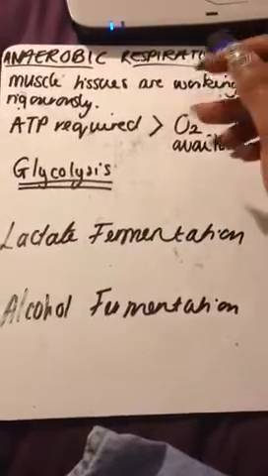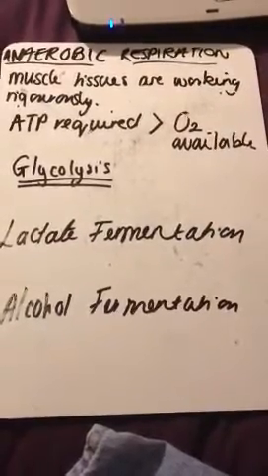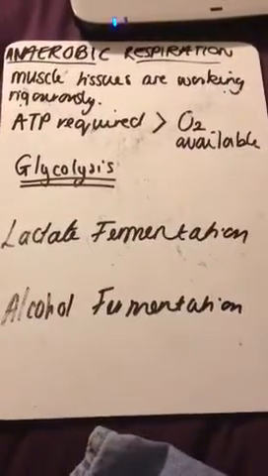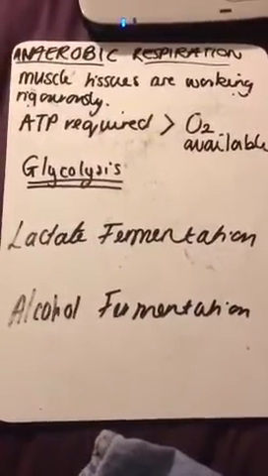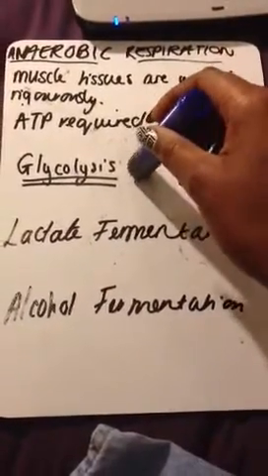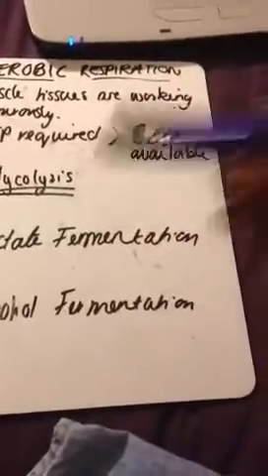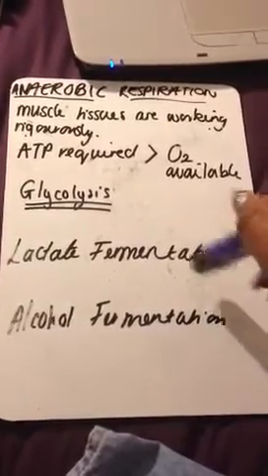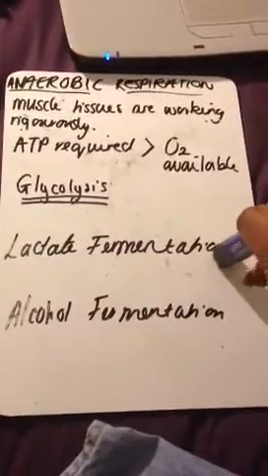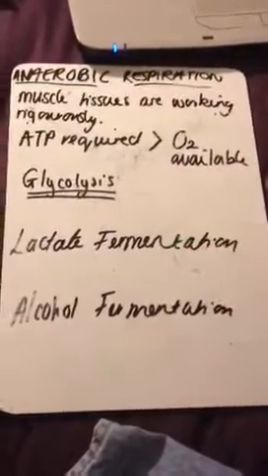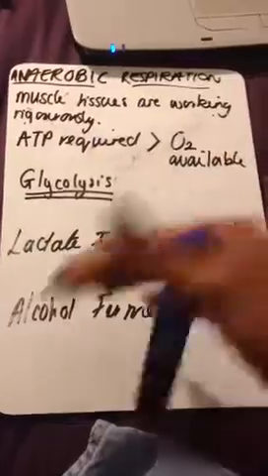So then we start to anaerobically respire, and when this happens, oxidative phosphorylation stops, the link reaction stops, the Krebs cycle stops, and all we have left is glycolysis happening. And there are two types of anaerobic respiration: lactate fermentation and alcohol fermentation. Lactate fermentation happens in us humans, animals, and alcohol fermentation happens in yeast cells and in plant cells.